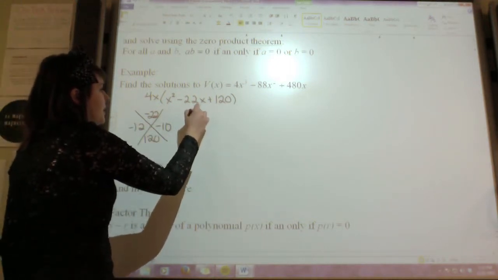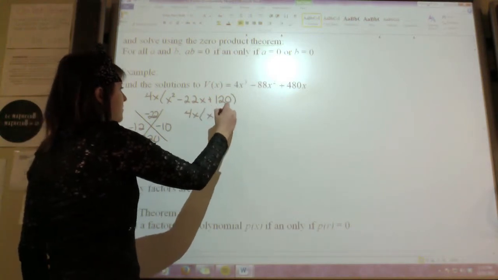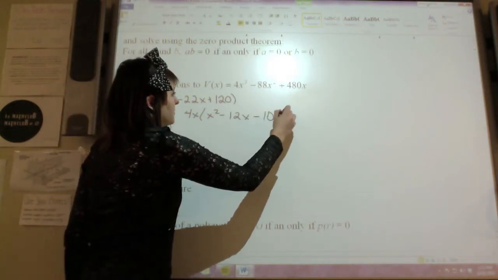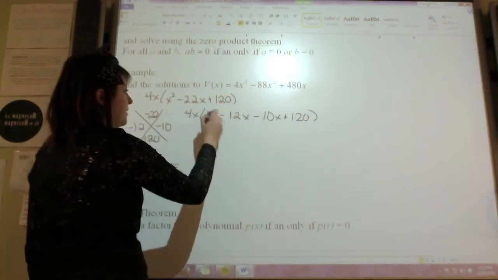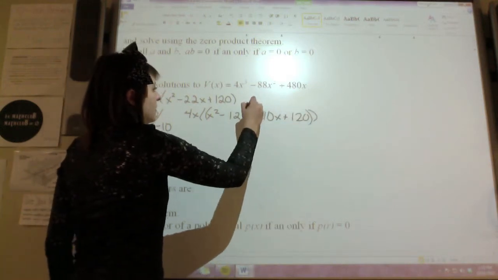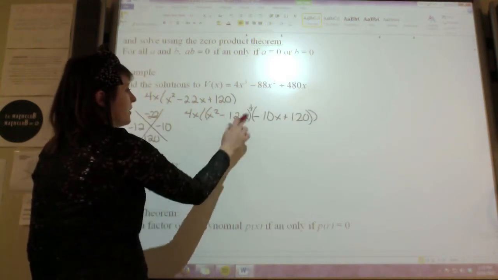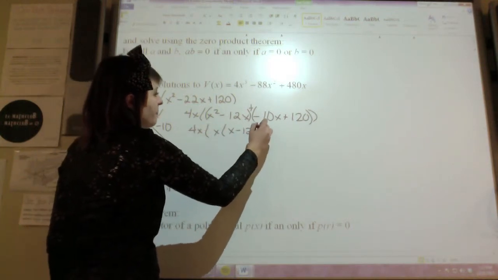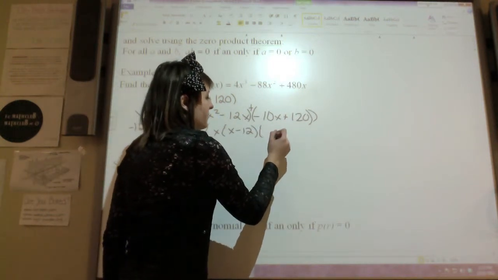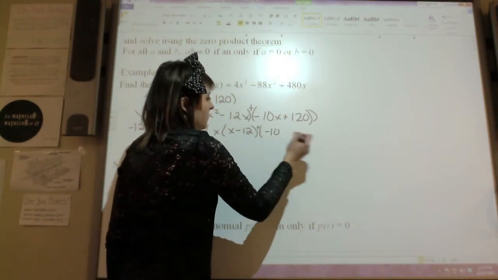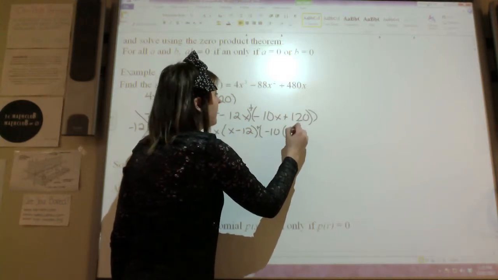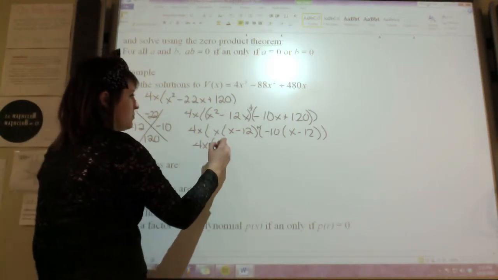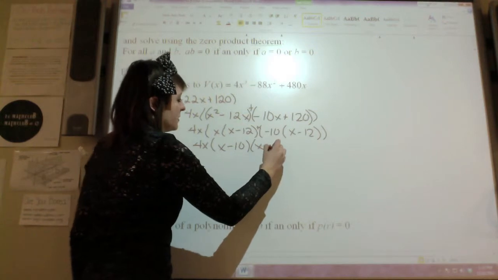So now I've got 4x times x squared minus 12x minus 10x plus 120. I can factor by grouping. Here I can pull out an x, and I'm left with x minus 12. Here I can pull out a negative 10, and I'm left with x minus 12. So when I factor this, it's 4x times x minus 10 times x minus 12.